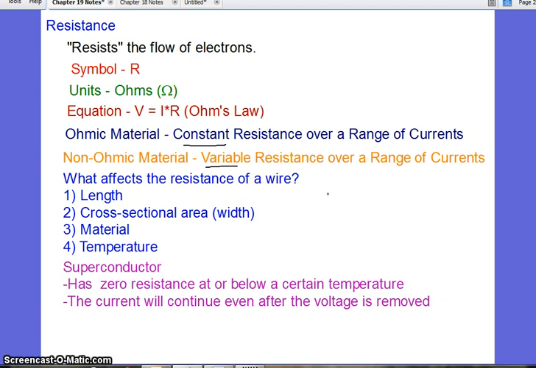The one thing that affects the resistance is the length of the wire itself. The longer the wire, the more the resistance. The shorter the wire, the less the resistance. Think of an analogy this way.